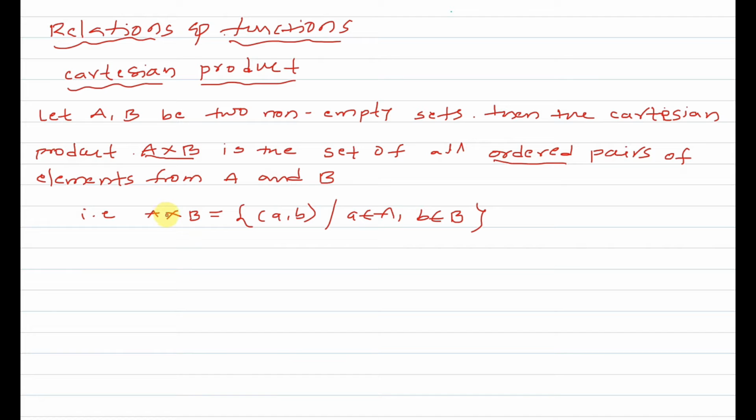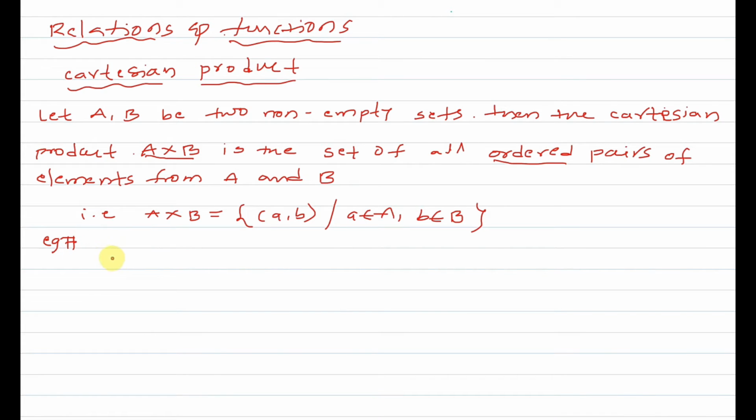See, the elements in A cross B, like A cross B is equal to the ordered pair (a, b), such that this is called the first element and this is called the second element. The first element must be from capital A and the second element must be from capital B. So this type of elements are there in A cross B. This is called Cartesian product. So here I want to discuss an example.